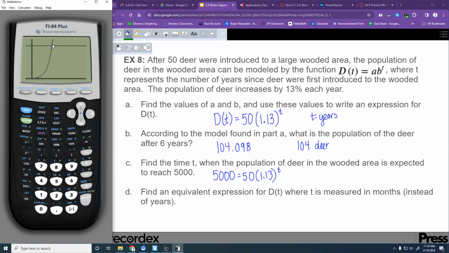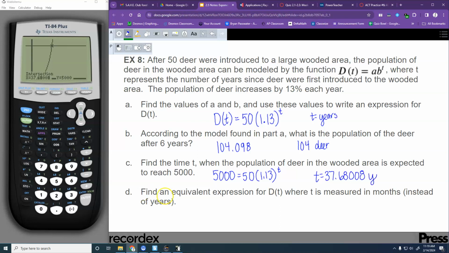How do I find an intersection on the calculators? Second trace, not value. Intersect, number 5. And then it's going to say first curve, you're going to hit enter. Second curve, enter. Guess, you can go over here close to where they cross if you want. And we get 37.68008. So t equals 37.68008 years since it happened.